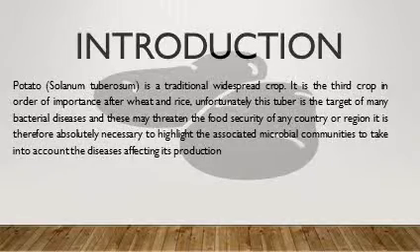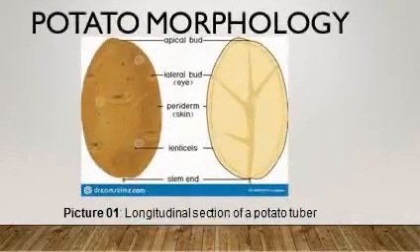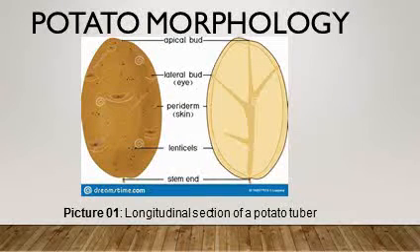Here we're going to take a look at the potato morphology. This picture is showing a longitudinal section of a potato tuber. As we can see, there are the apical bud, lateral bud, periderm, lenticels, and the stem end.